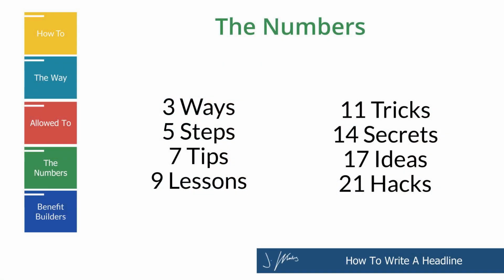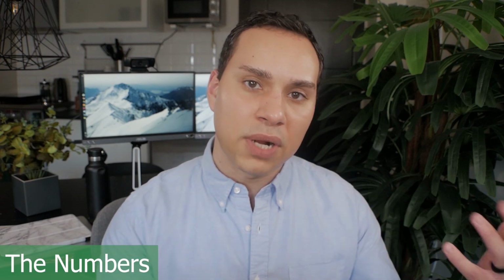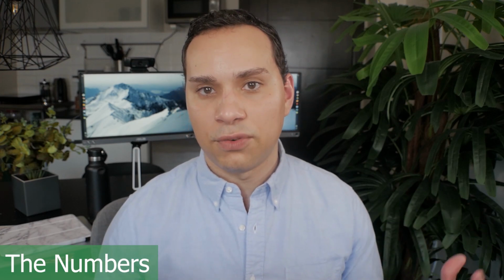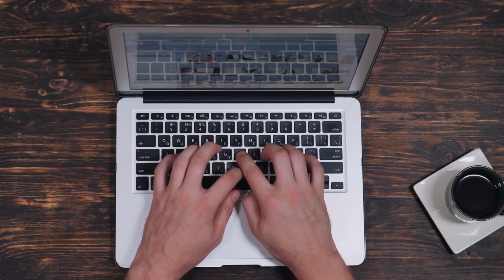Now, this next one is going to be very, very simple, and these are just where you're using a number. So we have the 3 ways, 5 steps, 7 tips, 9 lessons, 11 tricks, 14 secrets, 17 ideas, and 21 hacks. And then you can just go ahead and fill in the blank with the results or roadblocks or problems that you're overcoming. These are great for content. Personally, I like using 5 steps a lot in my headlines. It's pretty lazy writing, but I just tend to gravitate towards that. And you'll find that you'll gravitate towards one of these as you come up with your content.